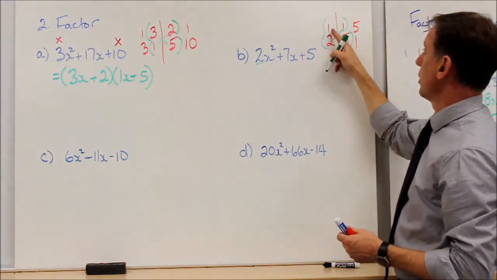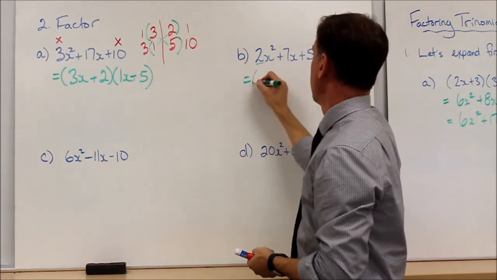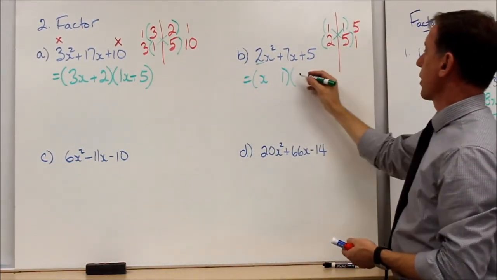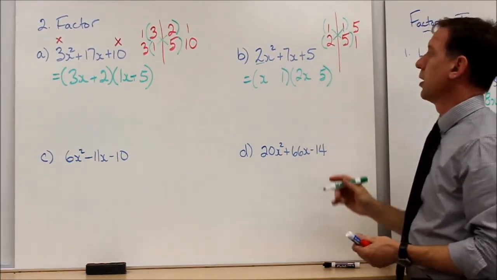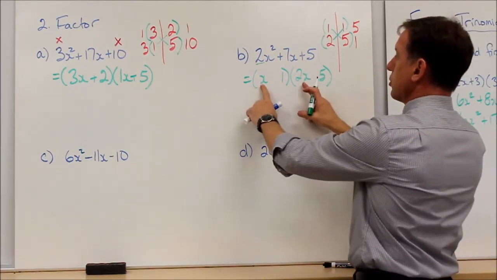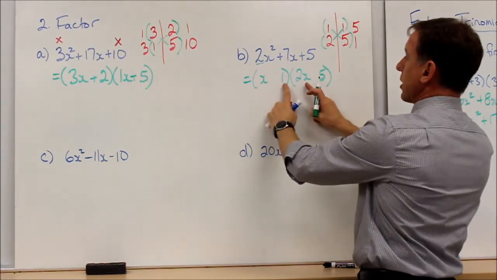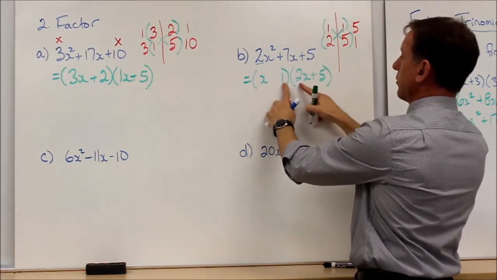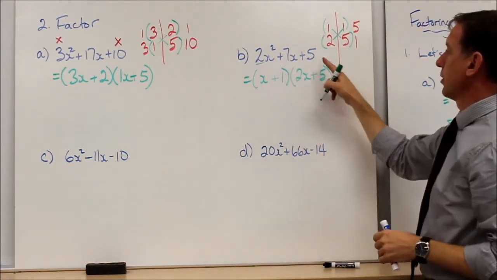My first bracket should be 1x and 1, or just x and 1. And the second bracket should be 2x and 5. And the signs you'll have to figure out for yourself. So first, x times 2x for 2x squared. The outside, 5x, and the inside, 2x. So it should be 5x plus 2x is 7x, and then 1 times 5 is 5.